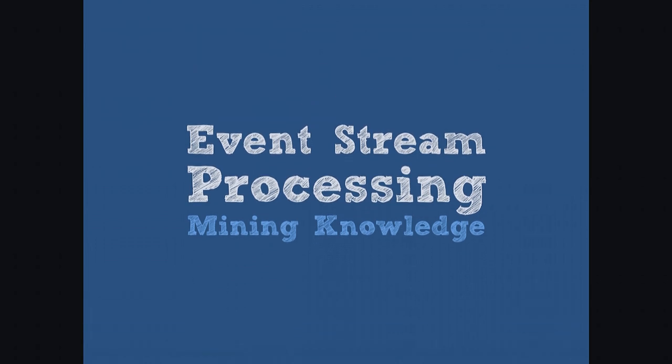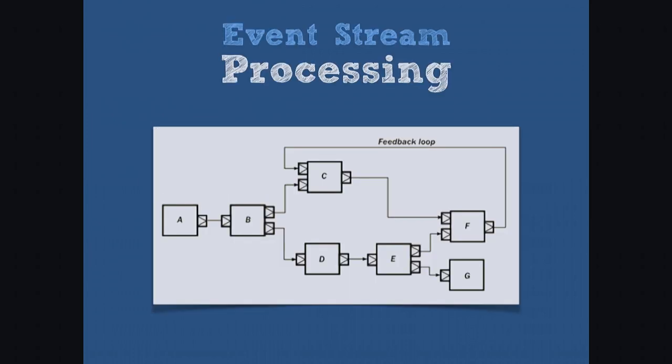Finally, event stream processing is another pattern that has become really, really popular as a way to mine knowledge from events as they arrive into the system. It's really about graph processing. It allows you to model a graph of processing stages, sources and sinks, fanning out and fanning in, depending on what you need to do.